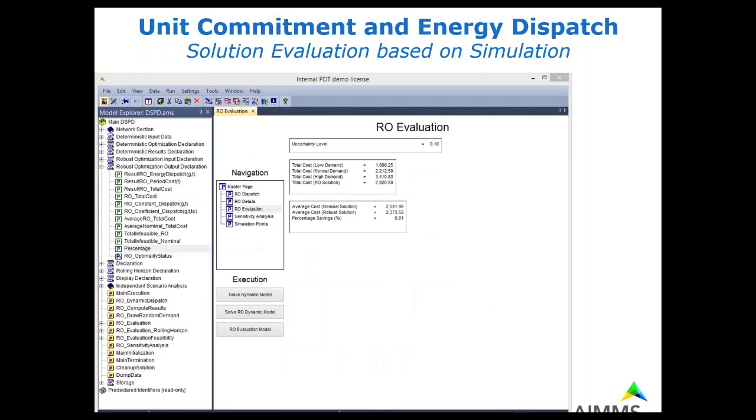Of course, in such a situation, it's very important to evaluate how good our solution is, for example, compared with the nominal solution. A possible approach for this is to run a simulation. In each simulation, we can fix either the nominal solution and then evaluate that over a large number of samples, or the robust solution and then evaluate that as well. If we do so, we can show, for example, for the unit commitment and energy dispatch problem, that quite a large saving can be achieved by using the robust solution. So the average performance of the robust solution is significantly better than the average performance of the nominal solution when we evaluate both of them in the same way by using simulation.